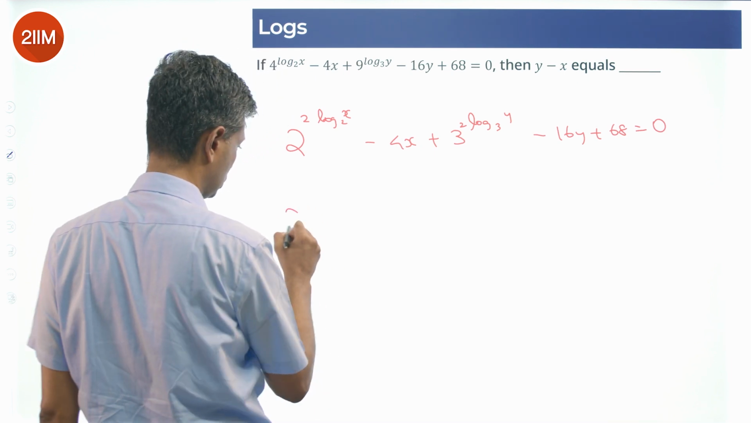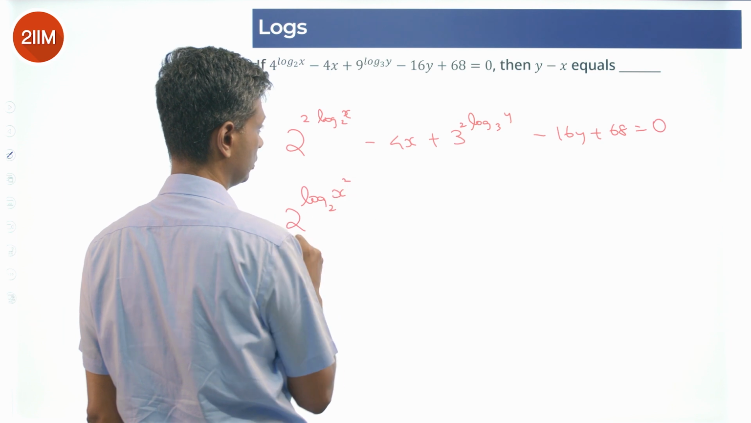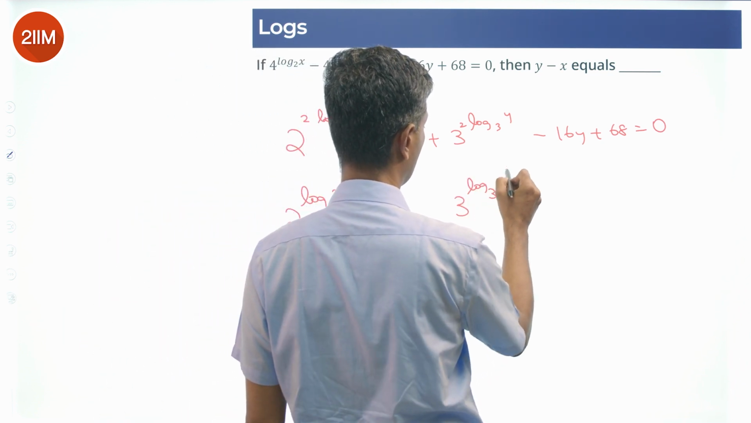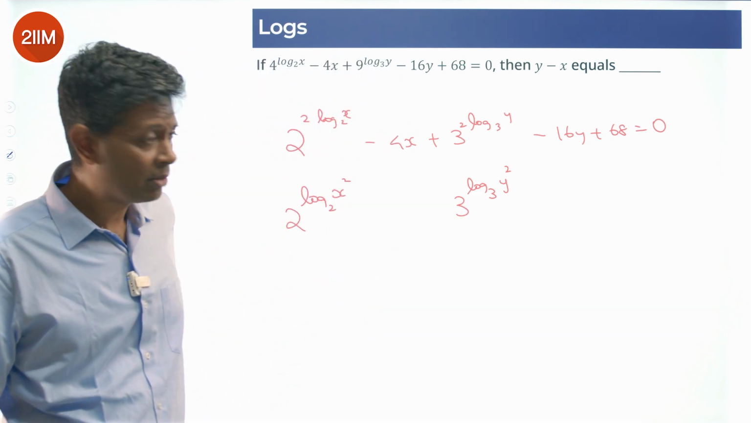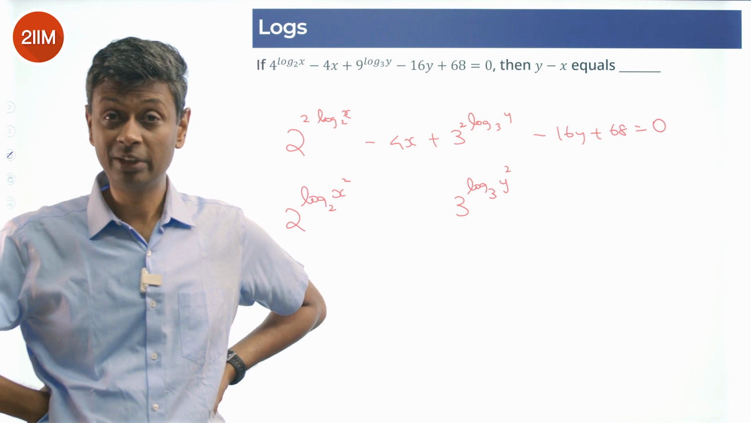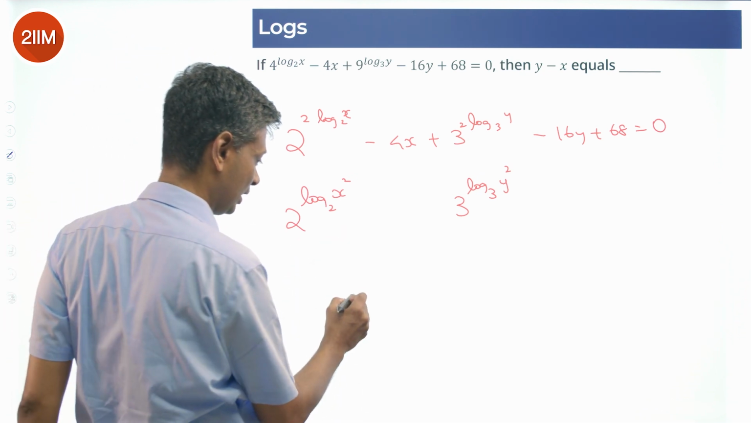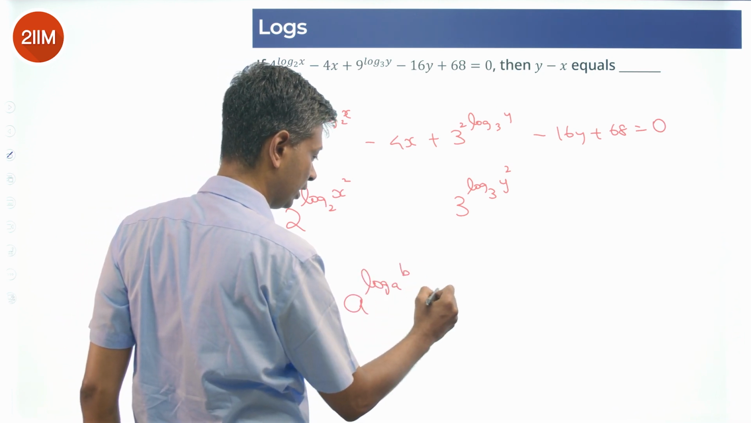This is 2 power 2 log x to the base 2, which is x square. This is 3 power 2 log y to the base 3, which is y square. 3 power log of y square to the base 3 is y square. And so a power log b to the base a is b.